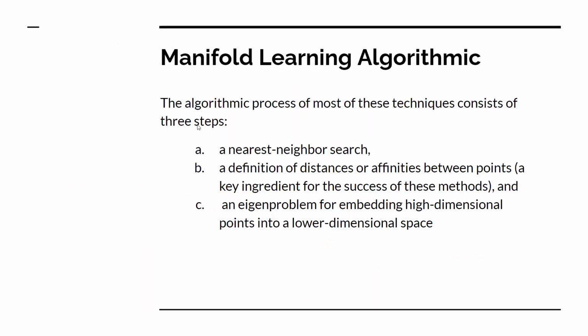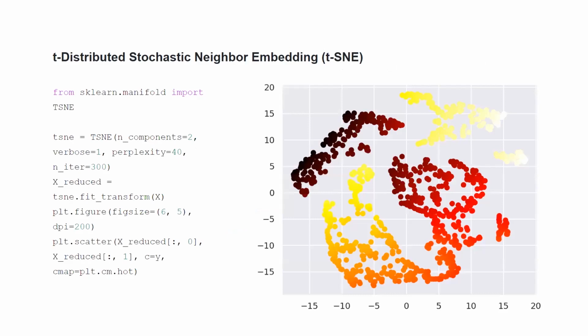The algorithmic process of most of these techniques consists of 3 steps. First, a nearest neighbor search, so we have to define the value of k. And then a definition of distance or affinities between points, and an eigenproblem for embedding high dimensional points into a lower dimensional space.